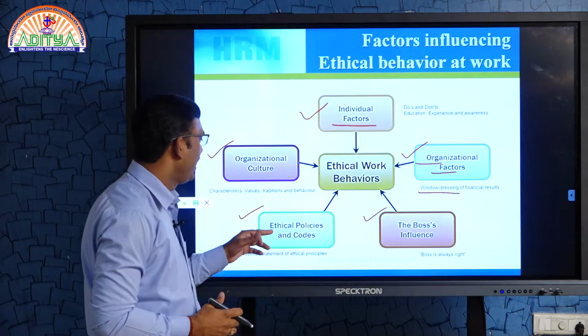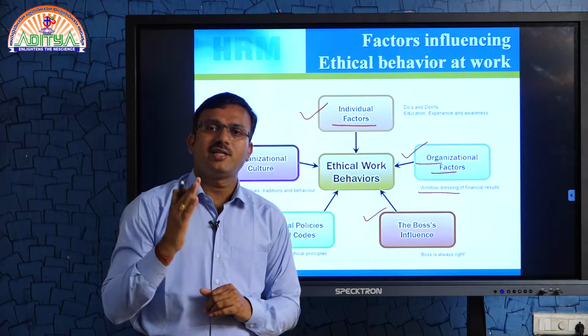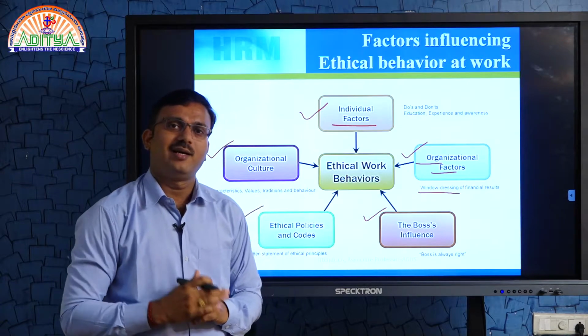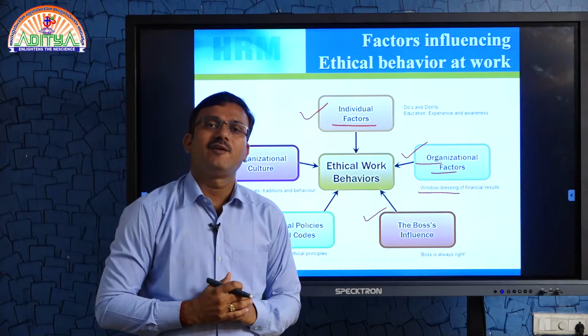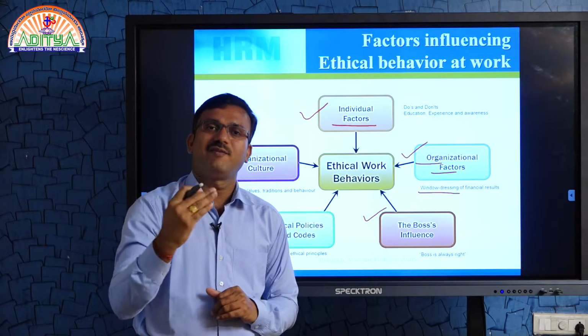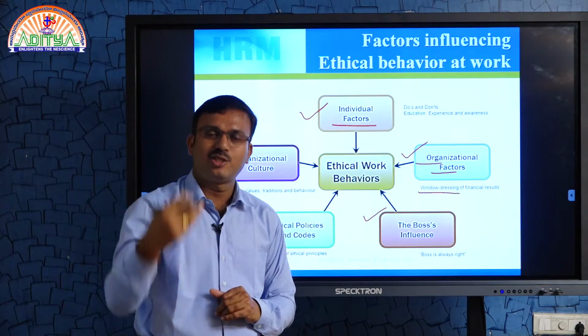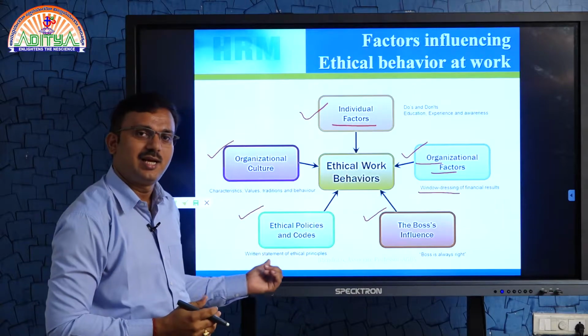Next thing is ethical policies and codes. Every organization has to write down whatever things they are going to follow in the organization in the form of a written statement. That list of elements in the written statement we should follow in the organization. This is the fourth factor.